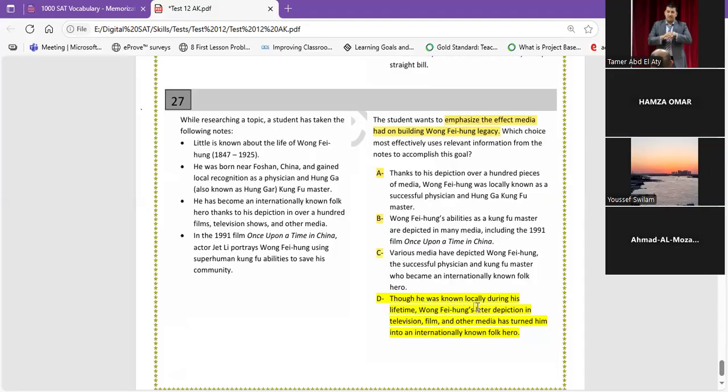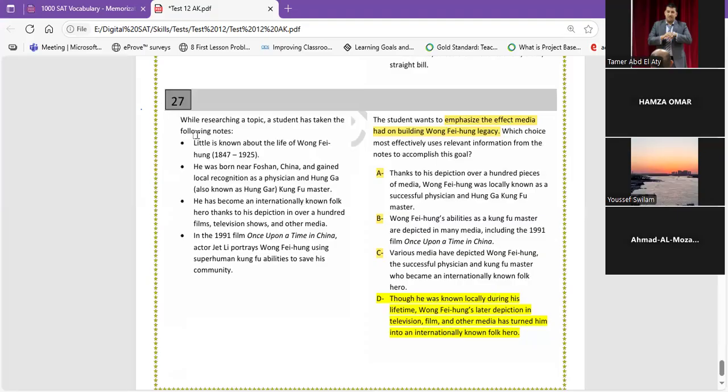Though he was known locally during his lifetime, Wang Fei Hong's later depiction in television, film, and other media has turned him into an internationally known folk hero. No, in that case, I have to read the whole thing to find which one actually emphasized the effect of media. I know that it's D and it's better. All of them show the media, but here he talks about television, film, and other media because before he was local, after it was international.